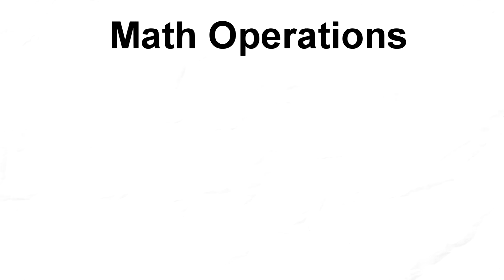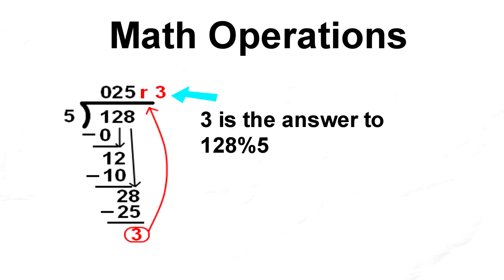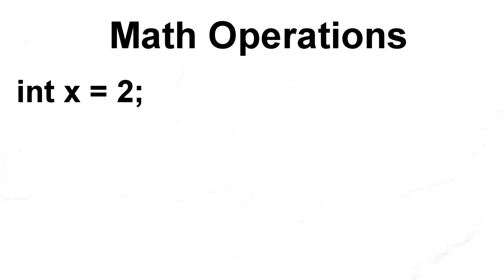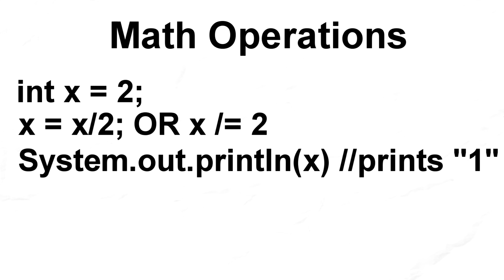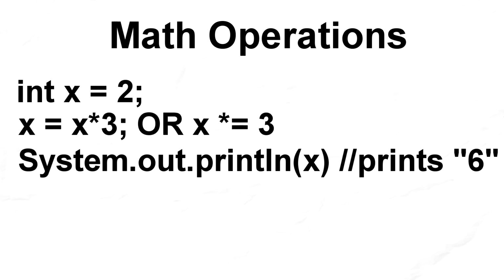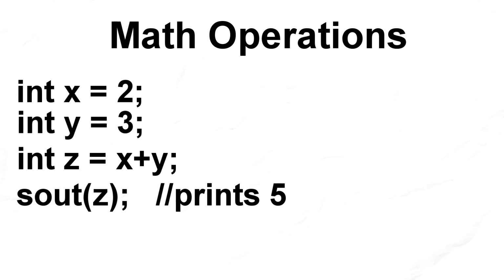Operations. There are 5 basic operations that can be done in Java: addition, subtraction, multiplication, division, and modulus. Modulus, if you're wondering, divides 2 numbers and gives you the remainder. So if you wanted to add 2 to x, write x equals x plus 2, or x plus equals 2 for short. This principle applies to all operations. You can also add variables together, for example, z equals x plus y.